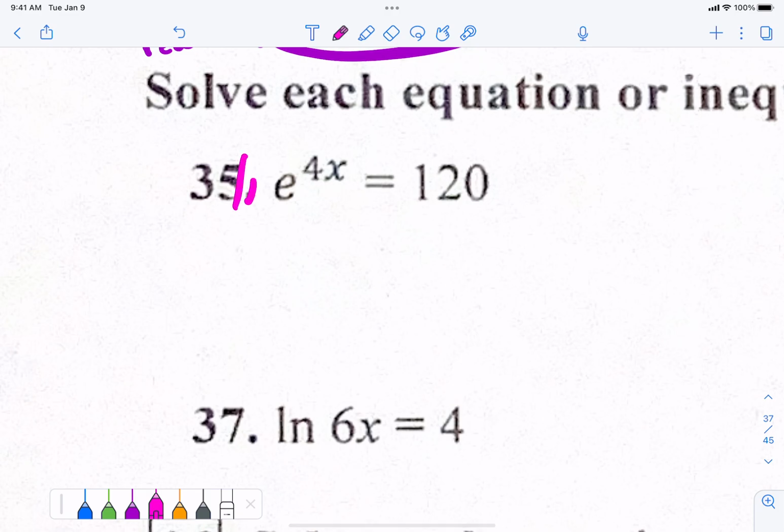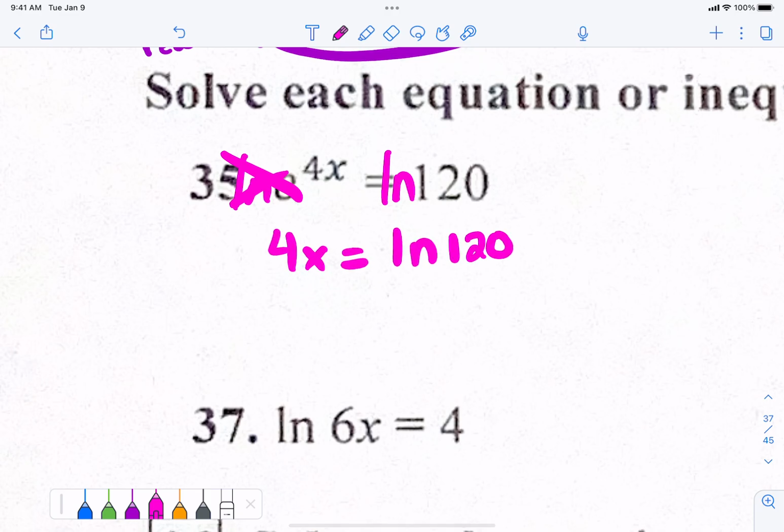Okay, I like to do the ln both sides because the ln and e just cancel off really nicely, right? Or you can switch it around as log e and all that good stuff, which is gonna eventually get you to the same spot. So I have ln of 120 on the right side and then 4x on the left side. Okay, then what? I divide by 4, okay?